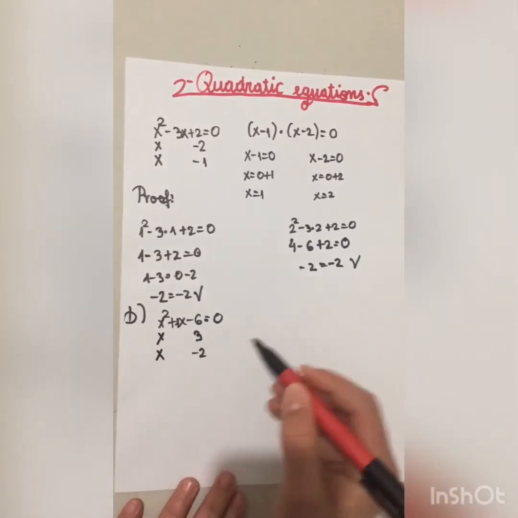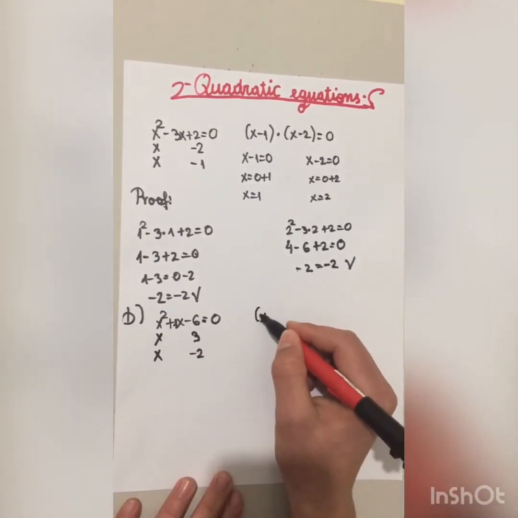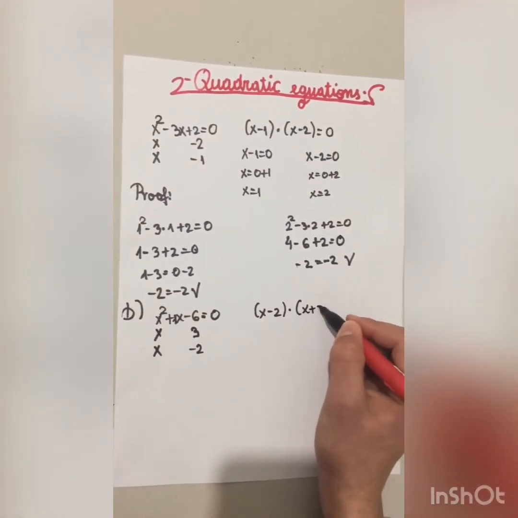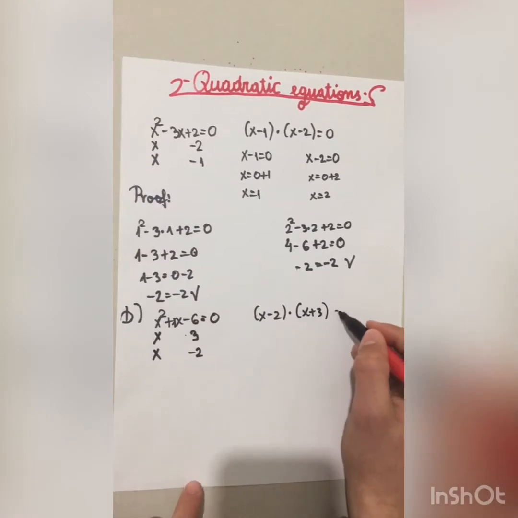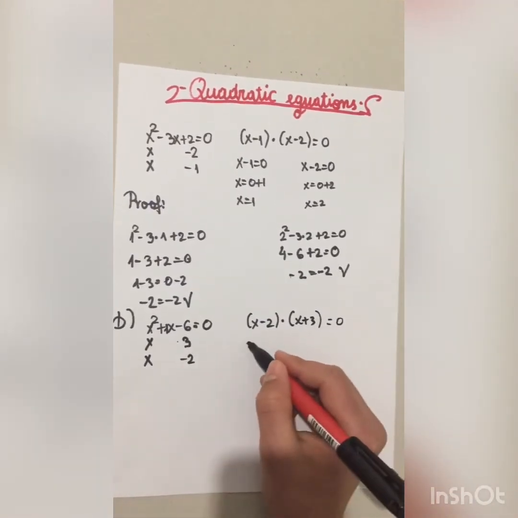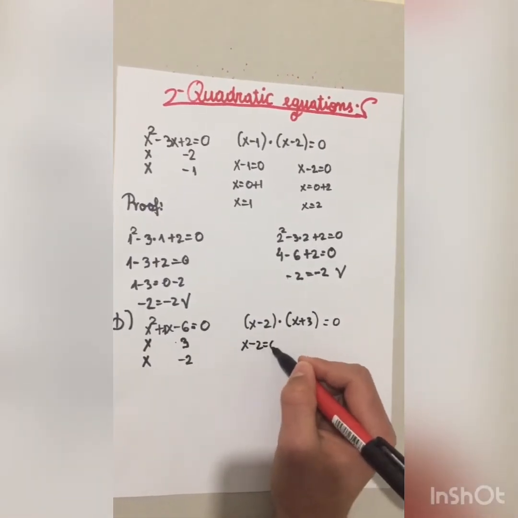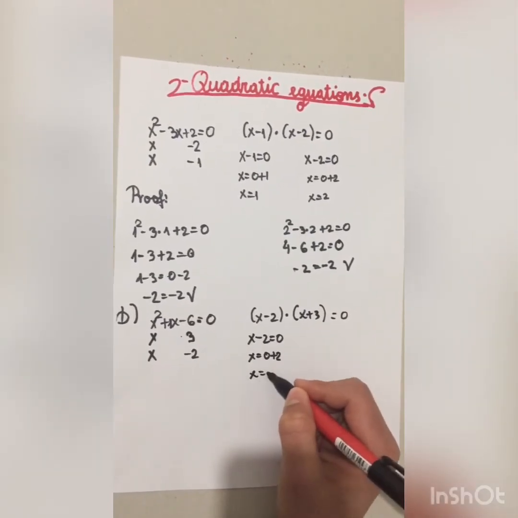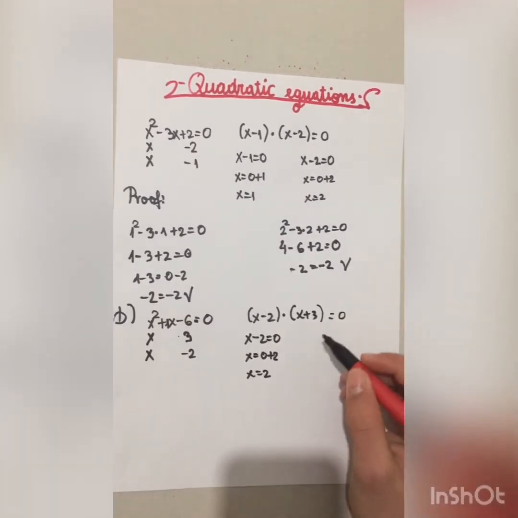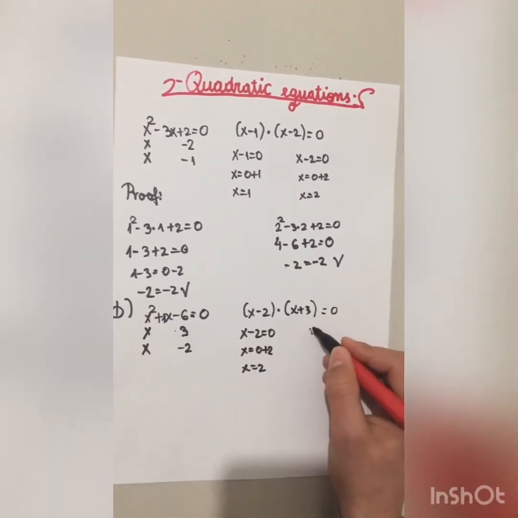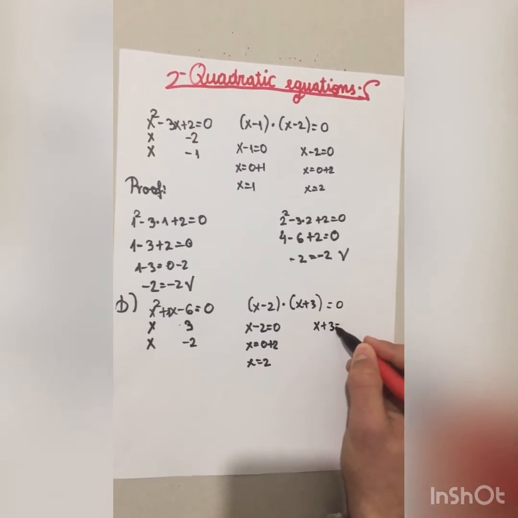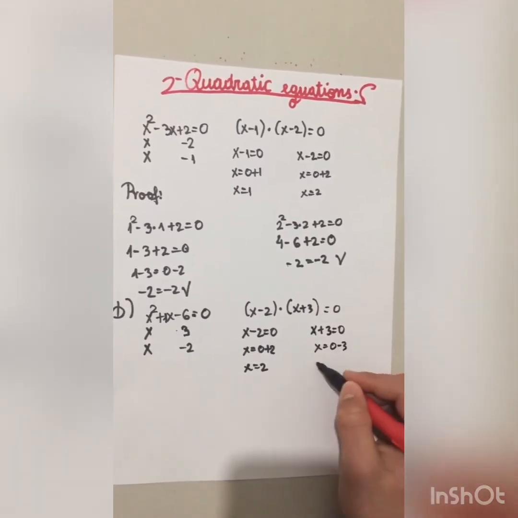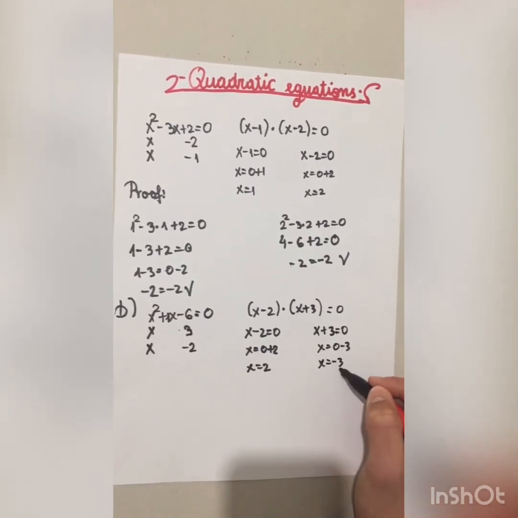x times x, and we have x minus 2 times x plus 3, because here it is positive, that equals 0. x minus 2 equals 0. x is equal to 0 plus 2. x is equal to 2. We found the first x. Now we have to find the second. x plus 3 equals 0. x is equal to 0 minus 3, and x is equal to minus 3.